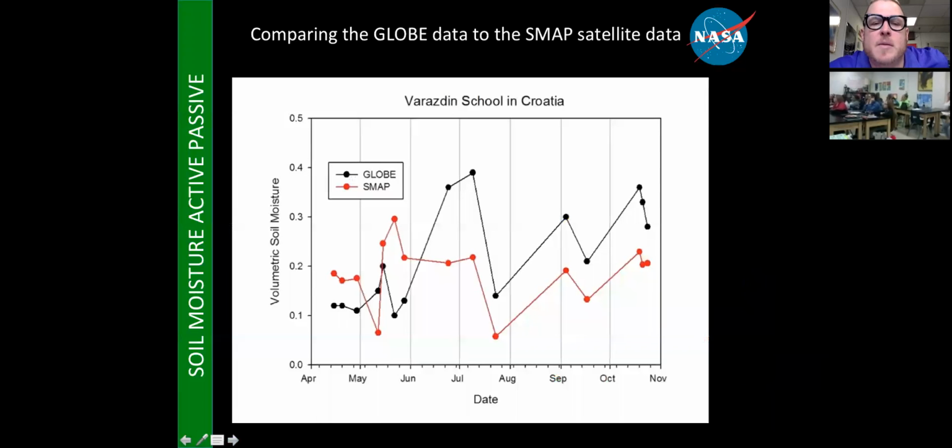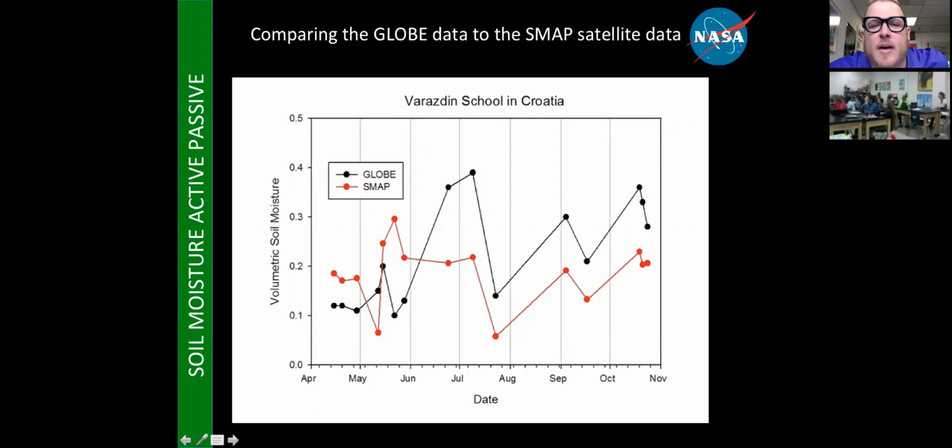So what we're looking for, as I mentioned earlier, are the trends in data. You'll see out here, there wasn't much of a trend. This is a comparison between GLOBE data from the Varaždin school in Croatia, comparing it to the SMAP data, which is the red line and dots. We focused in the middle of April, when we got started. But what we have here is we chalked this up to it not matching up. The soil in Croatia was just starting to thaw. They were just finishing winter in mid-April at that latitude. And we saw there was a lot of freezing, so there was some user error in that.